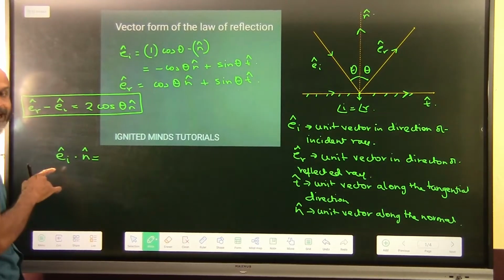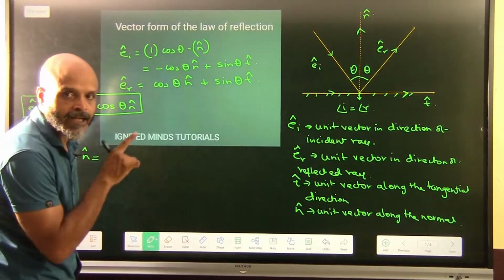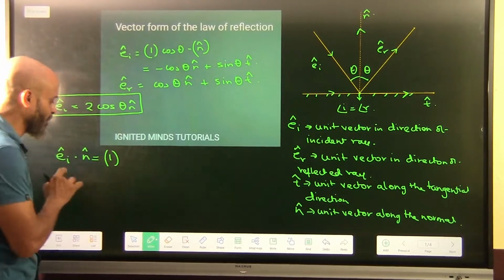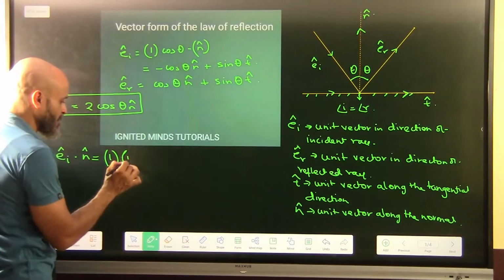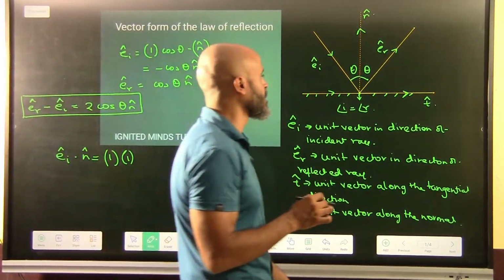Scalar product will be the product of the magnitudes of the two vectors and the cosine of the angle between them. Now, EI is a unit vector, so its magnitude will obviously be 1. N is a unit vector along the direction of the normal, so its magnitude will also be 1. Now, what about the angle between them?